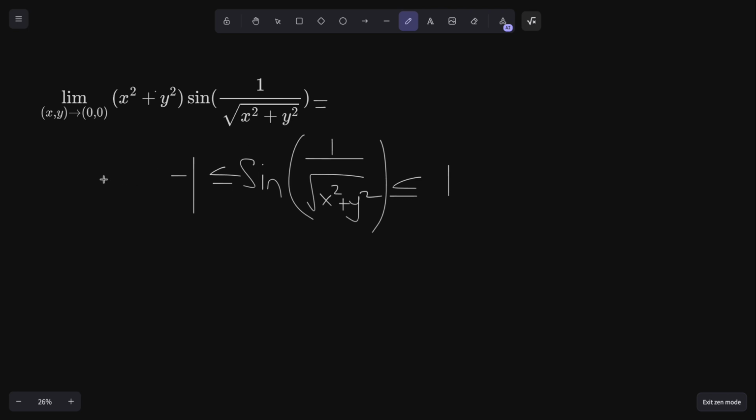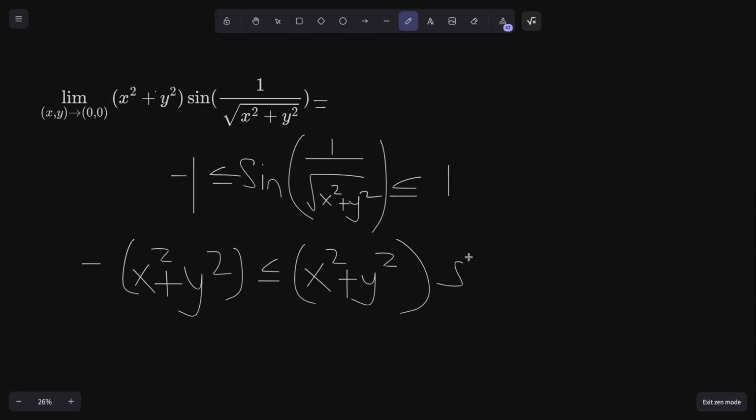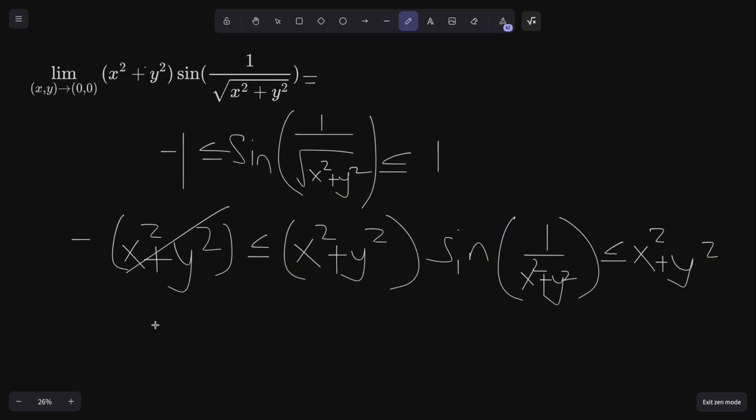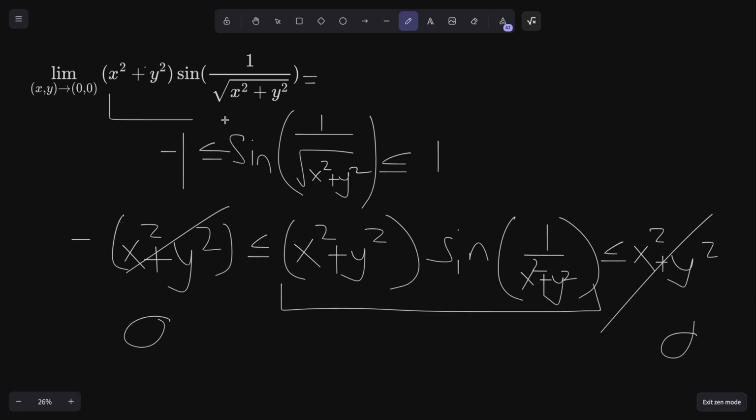Now I'm going to multiply both sides by x squared plus y squared. So I'm going to get negative (x squared plus y squared), and this is going to be less than or equal to (x squared plus y squared) times sine of 1 over the square root of x squared plus y squared, and then this is going to be less than or equal to x squared plus y squared. And so if we take the limit as all of these approach 0, well, this limit is just 0 from direct substitution. This is also 0. So this limit right over here has to be equal to 0. That's the squeeze theorem right there.